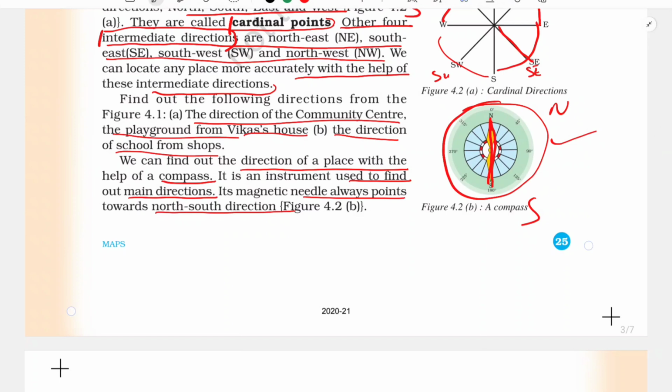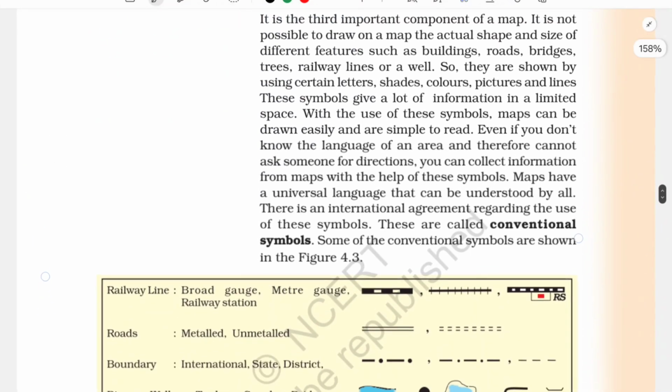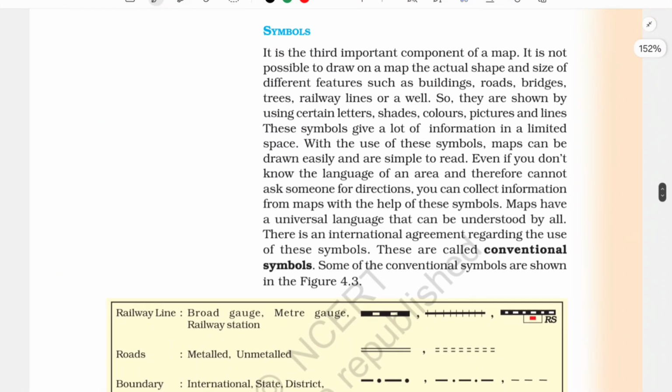Now let us see next about symbols, like how you represent symbols in a map, because in a map it is not possible to draw everything, isn't it? So there are certain symbols given in a map so that it will be easier for you to identify, and there are some universal symbols as well which we call conventional symbols. Okay, so let us see, this is the third important component of a map.